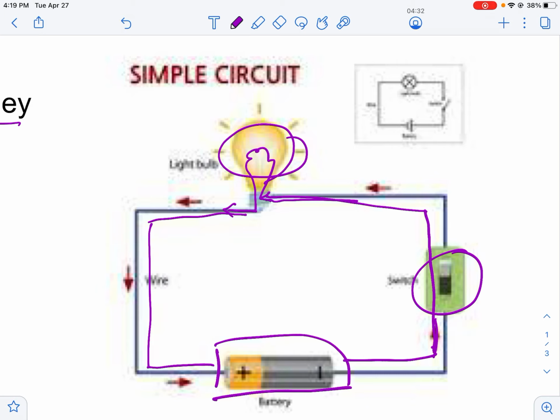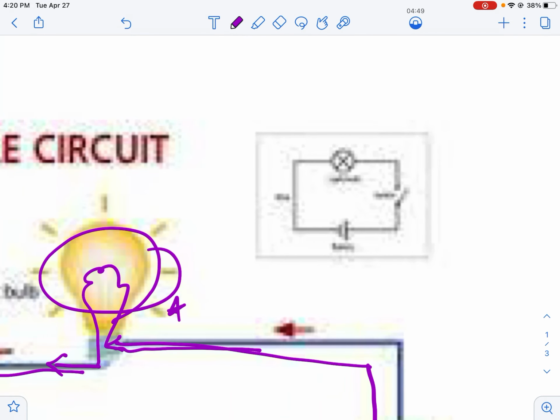Now, if I wanted to do that with symbols, I would take each component. So I would take the battery, I would take the switch, I would take the light bulb, and I would take the wires. And instead of drawing the actual thing, I would draw some kind of a symbol that stood for it. So if I look up here, and I know it's a little bit blurry, here's our battery, okay? And then here's our switch.